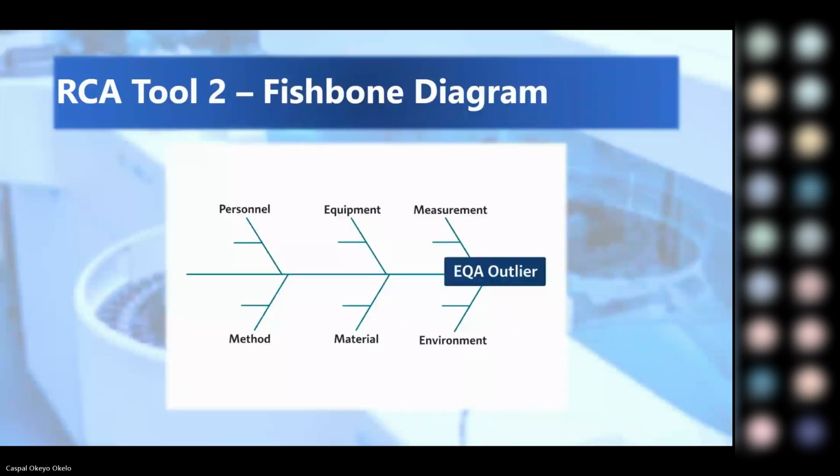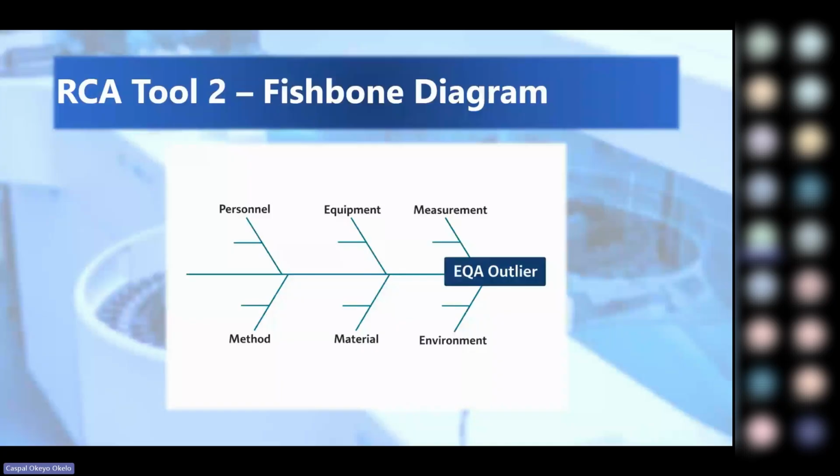So the second tool that is used is the fishbone diagram. This is what we call the Ishikawa diagram. And this tool is especially useful when the cause is not obvious or multiple factors might be contributing to your EQA failure. Also, the Ishikawa diagram is used when you want team brainstorming. You lead a team and you need the entire team to be involved instead of just the quality assurance manager.